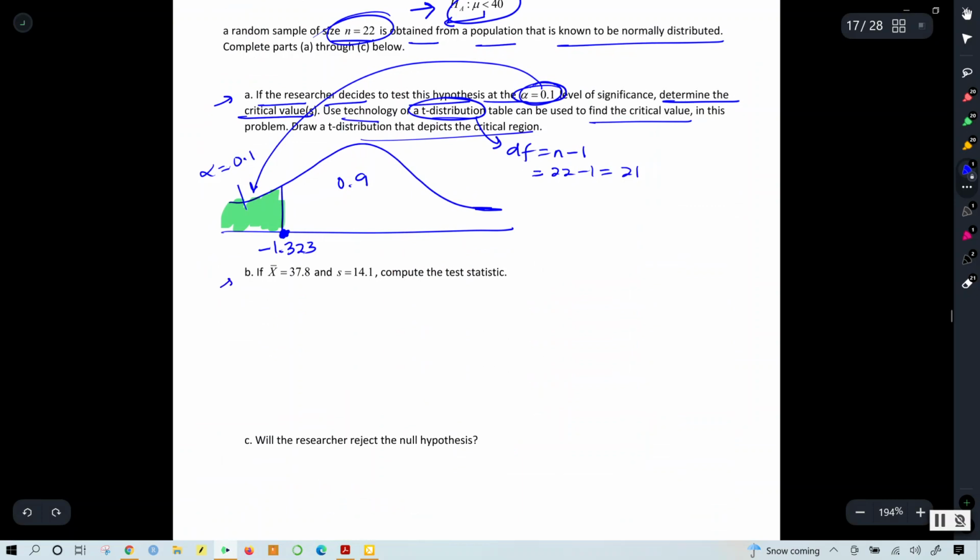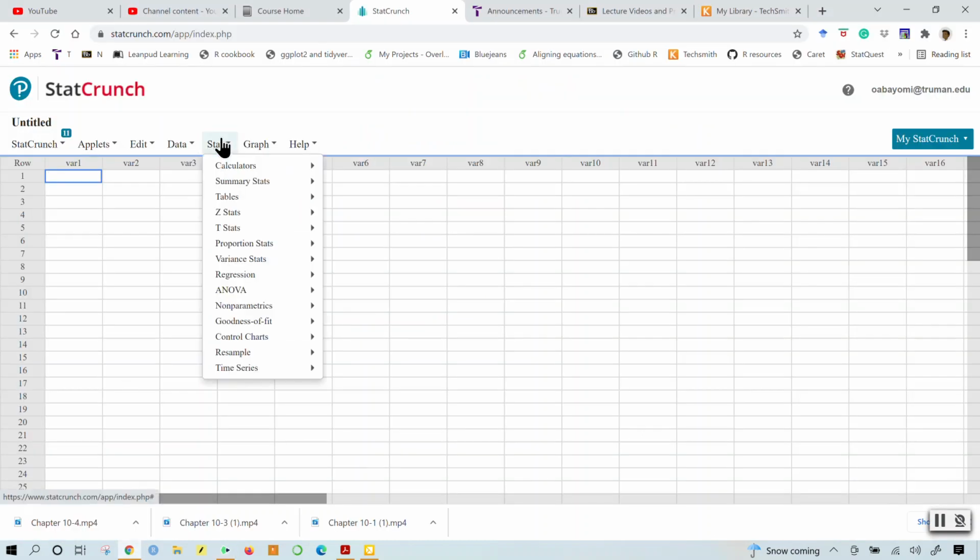Then, for question B, I am to compute the test statistic. To compute the test statistic, I will note that my x bar is the sample mean, and my lowercase s is the sample standard deviation. This I will take to StatCrunch using the t-stats calculator to get the test statistic. So let's go and do that. I will go to StatCrunch, go to Stat. This time, go to t-stats, one sample with summary.